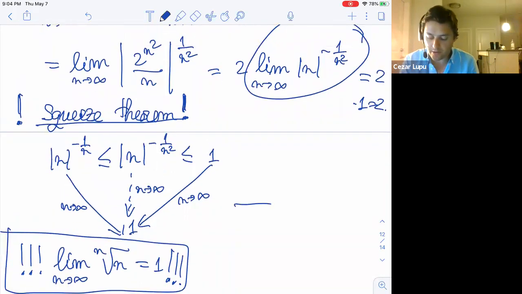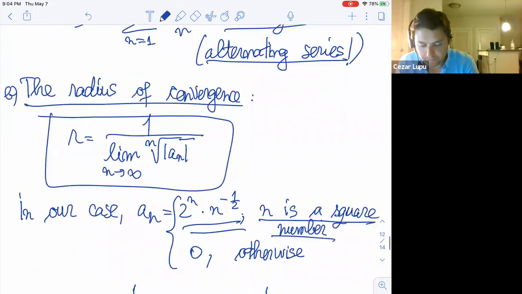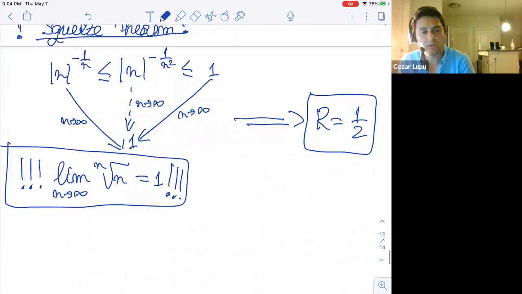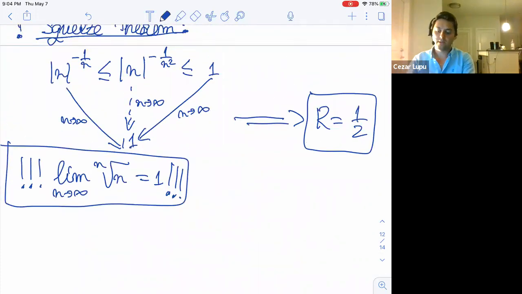So the radius of convergence will be nothing else than 1/2. That's the radius of convergence. So it will converge for all the values x which are in absolute value less than the radius of convergence, which is 1/2. So it will converge on the interval (negative 1/2, 1/2), right? But we have seen that our series does not converge at 1/2. So it will converge only on the interval [negative 1/2, 1/2). That's it.